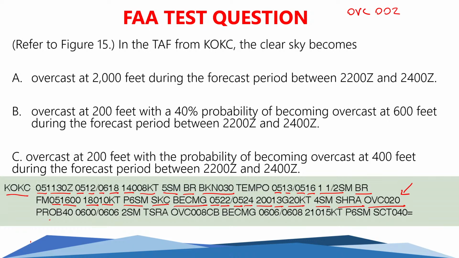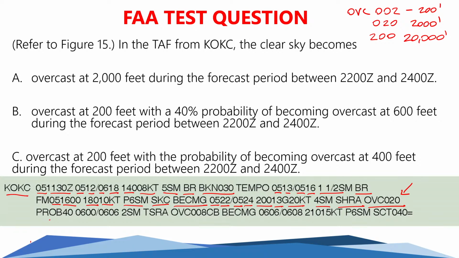If it says 002 or 020 or 200, those are all different meanings. So 002 is basically 200 feet. 020 is 2,000 feet, and 200 is going to be 20,000 feet. That's basically flight level 200. So watch out for the way that that is listed there.